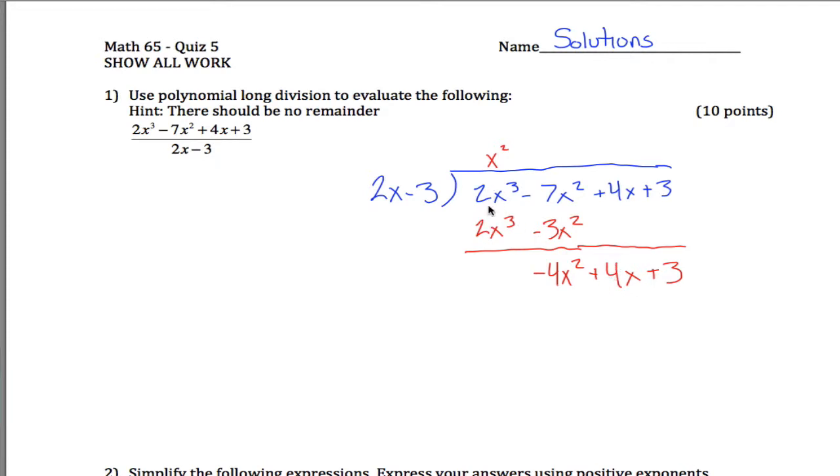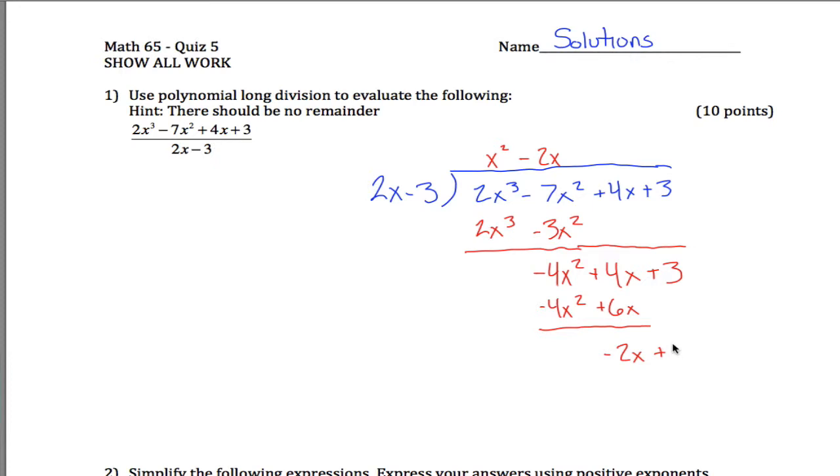Same thing, except now I'm not trying to get rid of this column, I'm trying to get rid of this column. So write something up top so that I'll end up canceling out this negative 4x squared. What is that something? Well, that something will get multiplied by the 2x and 2x minus 3, and I need to end up with negative 4x squared, so it seems like that something is negative 2x. Negative 2x times 2x is negative 4x squared. Negative 2x times negative 3 is positive 6x. I now subtract. Negative 4x squared minus negative 4x squared is the same as negative 4x squared plus 4x squared, which is just 0.